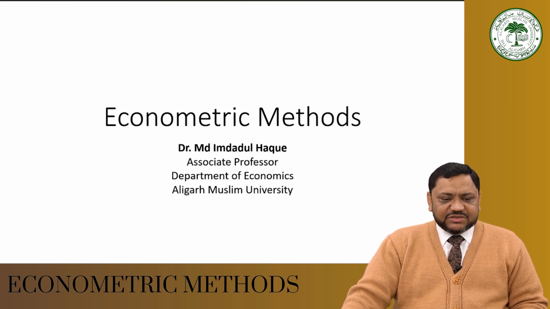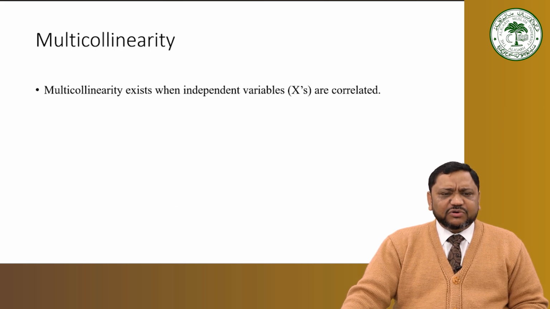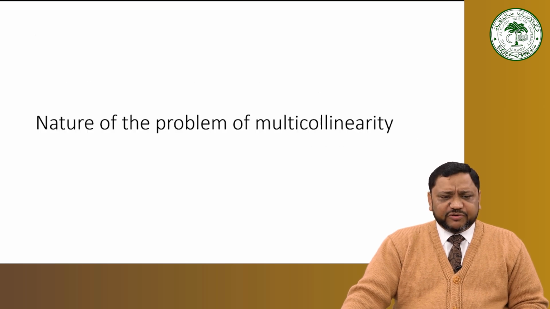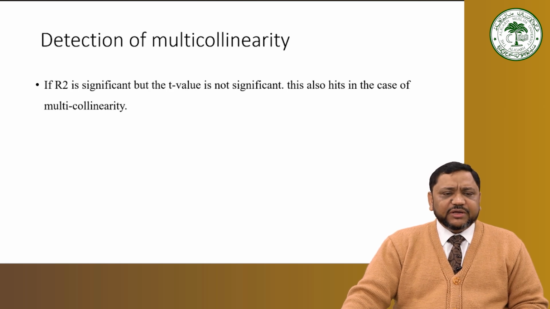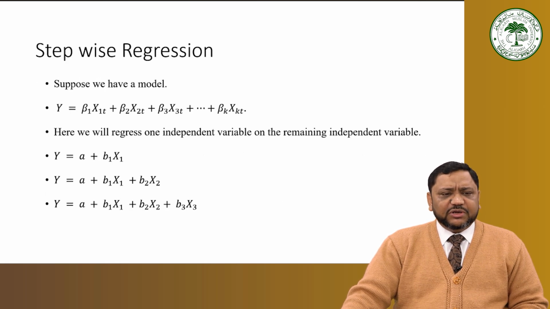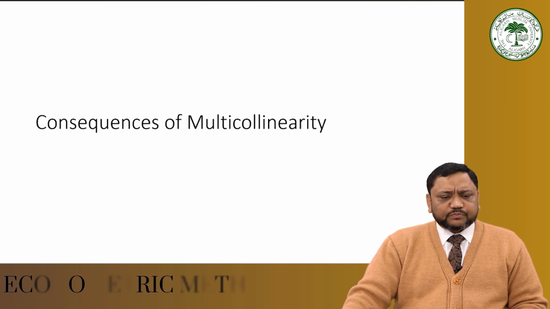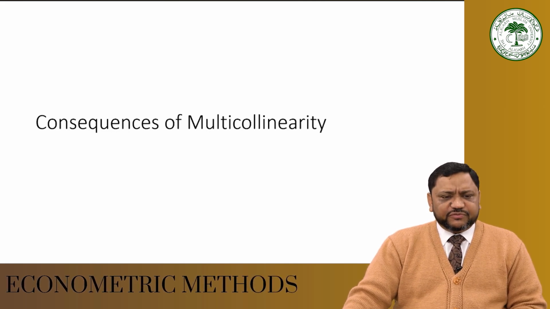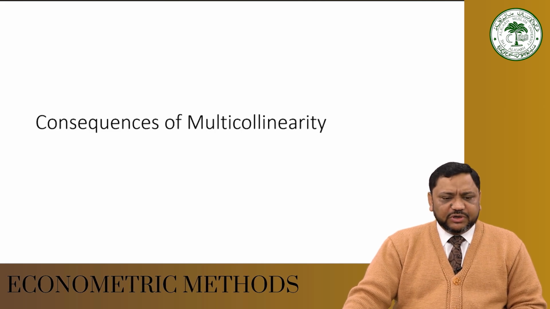In our previous session, we were discussing multicollinearity. We have covered a lot of ground: what is multicollinearity, the nature of the problem, what leads to multicollinearity, and then detection of multicollinearity. We have gone by stepwise and the Farrar-Glauber test. Today we will be discussing the remainder of the topic, and we will start with the consequences of multicollinearity.